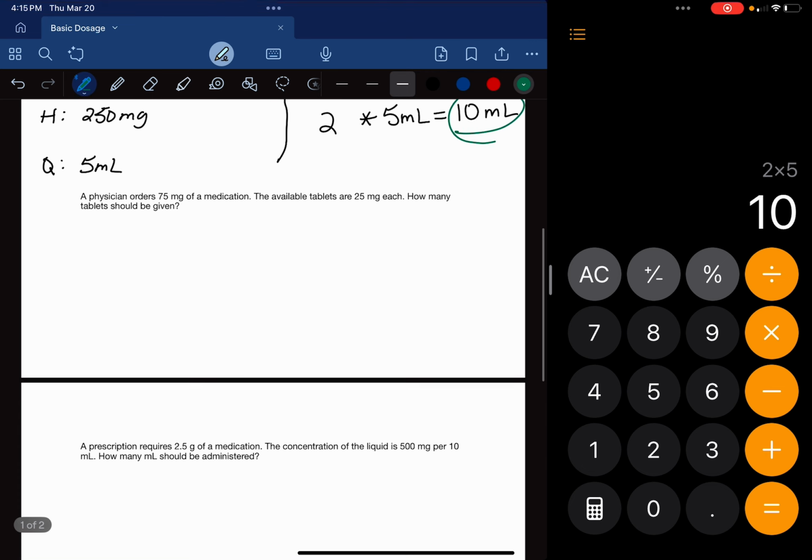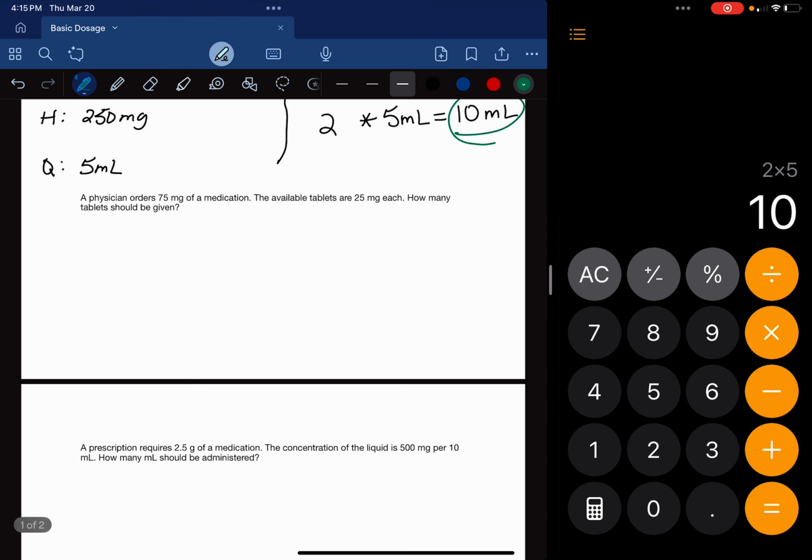All right, so next question. This question here, let's read the question first. They want to know how many tablets you need. So you're solving for tablets. So let's read the question. A physician orders 75 milligrams of medication. The available tablets are 25 milligrams each. How many tablets should be given? So we know this is a simple equation, so let's go ahead and do it.